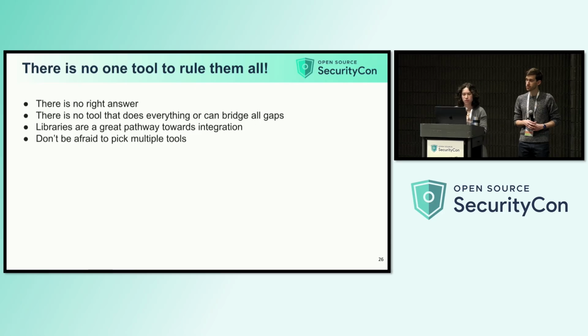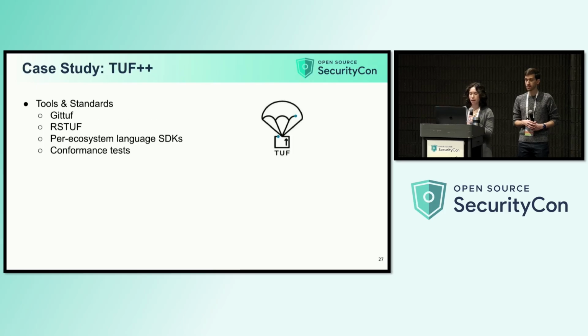And so over the next couple of slides, I'll give a few more specific examples of tools and frameworks that we think start to demonstrate this evolution towards composability and/or integration. So I'm going to start with TUF, or TUF++. This is The Update Framework. This is a framework for secure software updates for folks who are not familiar.